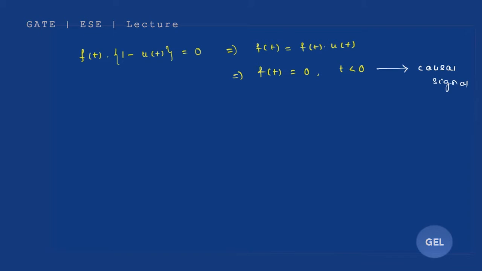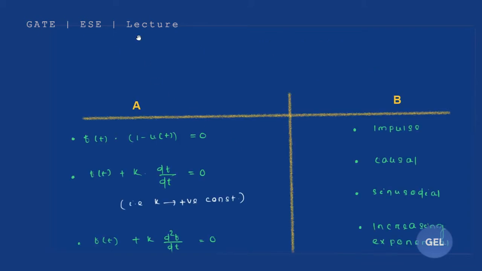Clear? So let me mark it. Let's mark it now. This is a causal signal. Let's mark it in pink. This is a causal signal. Yes or no? Causal signal.